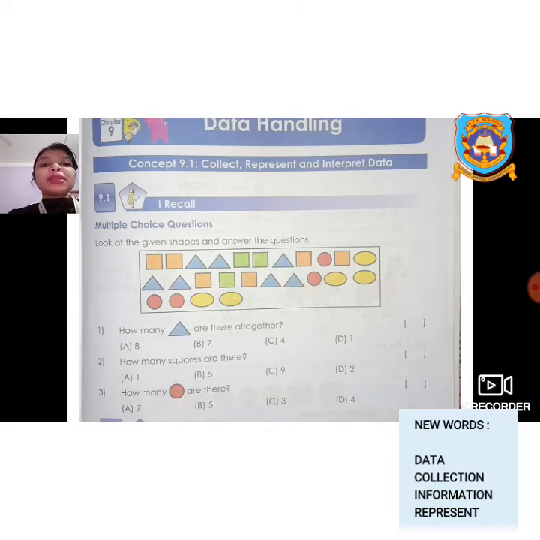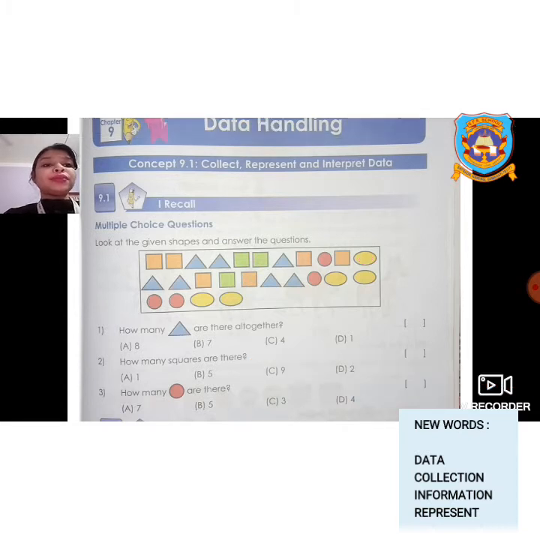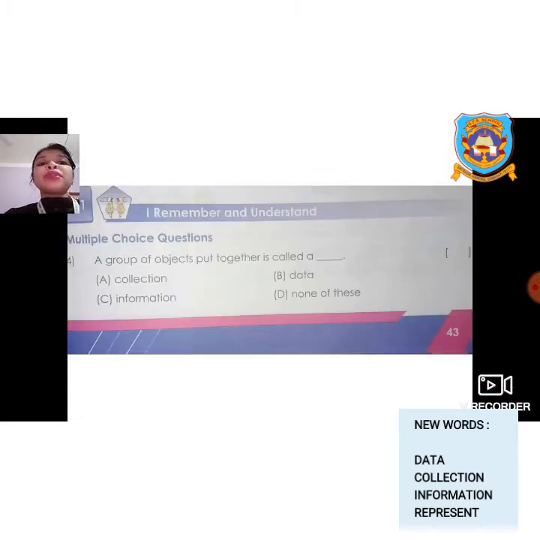Question number 3 is, how many circles are there? Looking at the picture we can say that there are 4 circles here. Now children, you can see some round figures here also. These are not circles. These are oval shapes, the yellow color ones. So that is not a circle. So how many red circles are there? There are 4.